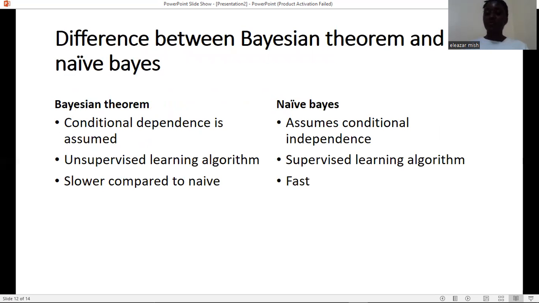The difference between Bayesian theorem and naive Bayes is that naive Bayes assumes conditional independence, which the Bayesian theorem doesn't. Naive Bayes is also a supervised learning algorithm, unlike the Bayesian theorem. And it's much faster than the Bayesian theorem because it deals with large data sets.